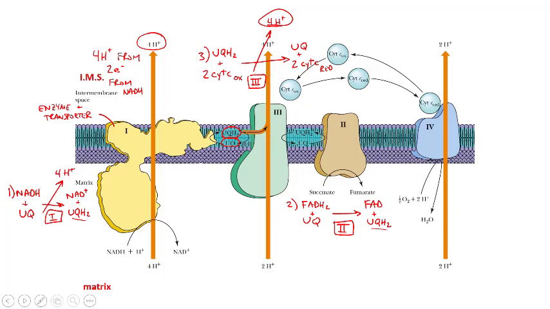Now you may be wondering, why 2 cytochrome C? The reason for that is because UQ, coenzyme Q, just like NADH and FADH2, is a 2-electron carrier. It picks up a hydride ion. Cytochrome C is a 1-electron carrier.